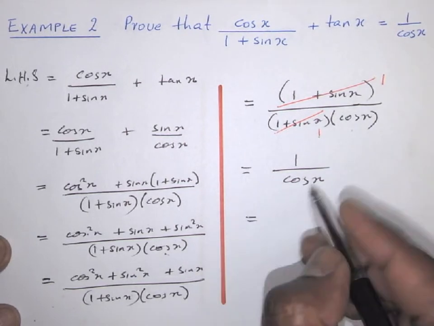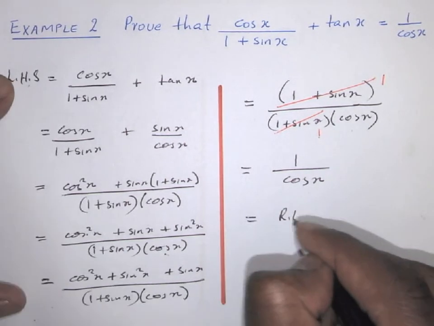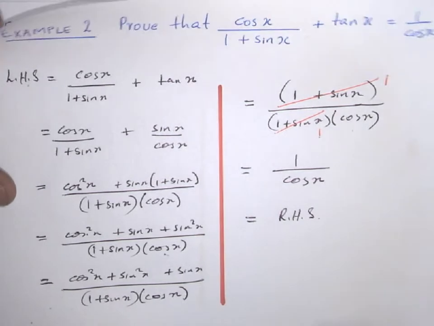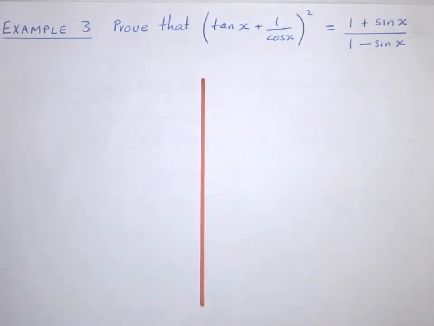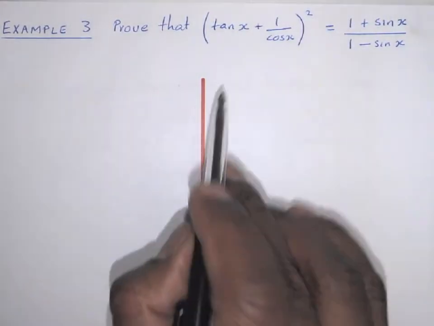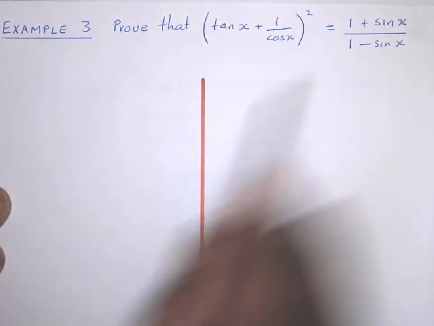So the left hand side is now equal to the right hand side. Let's look at another example. I've got to prove that this is equal to that.